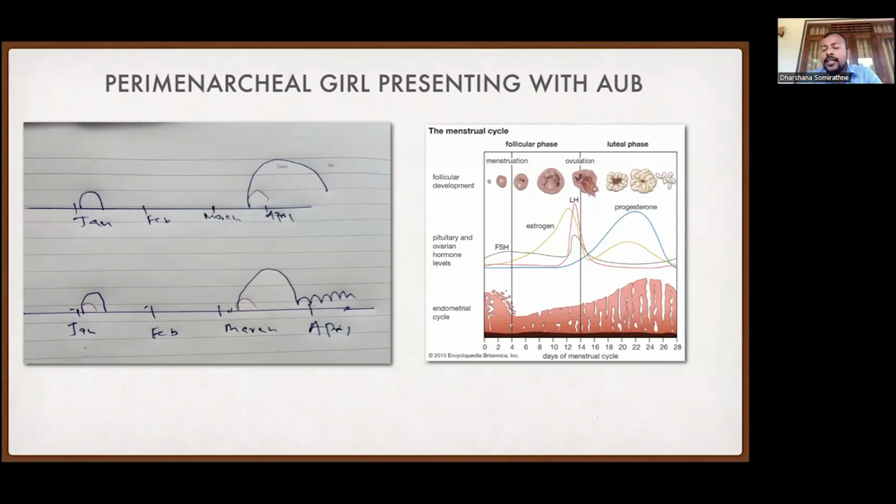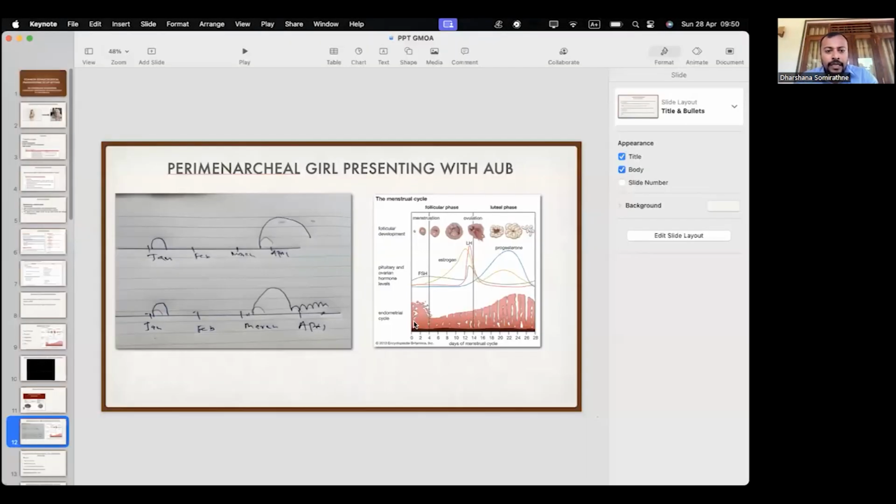Usually it takes at least 2 to 3 years to function properly. What I'm trying to tell you is that for someone to develop a regular menstrual cycle, it takes at least 2 to 3 years after the first menstruation to have a proper cycle.